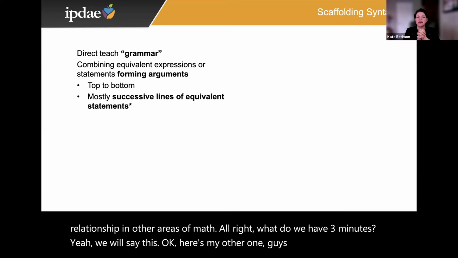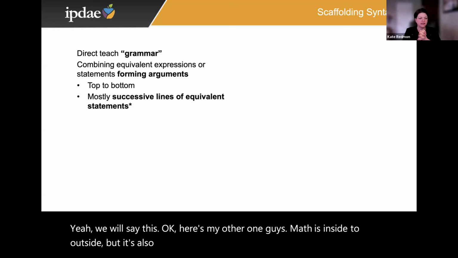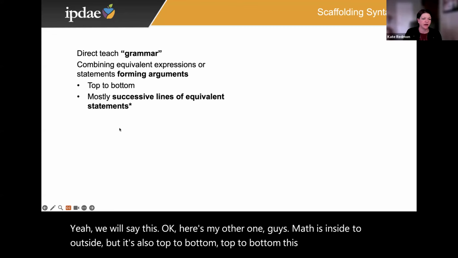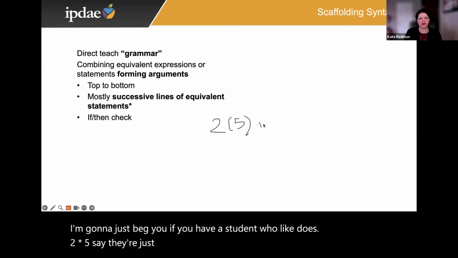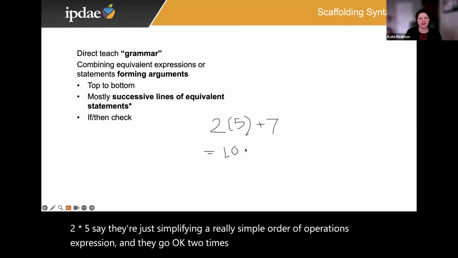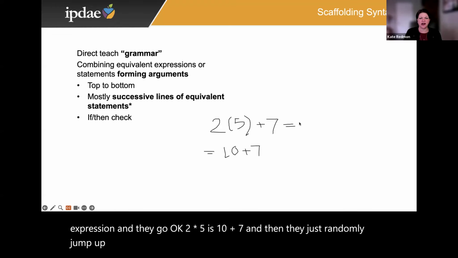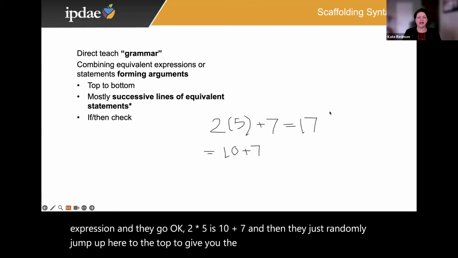Math is inside to outside, but it's also top to bottom. This is a weird thing, but I'm going to just beg you, if you have a student who does 2 times 5, say they're just simplifying a really simple order of operations expression, and they go, okay, 2 times 5 is 10 plus 7. And then they just randomly jump up here to the top to give you the answer.